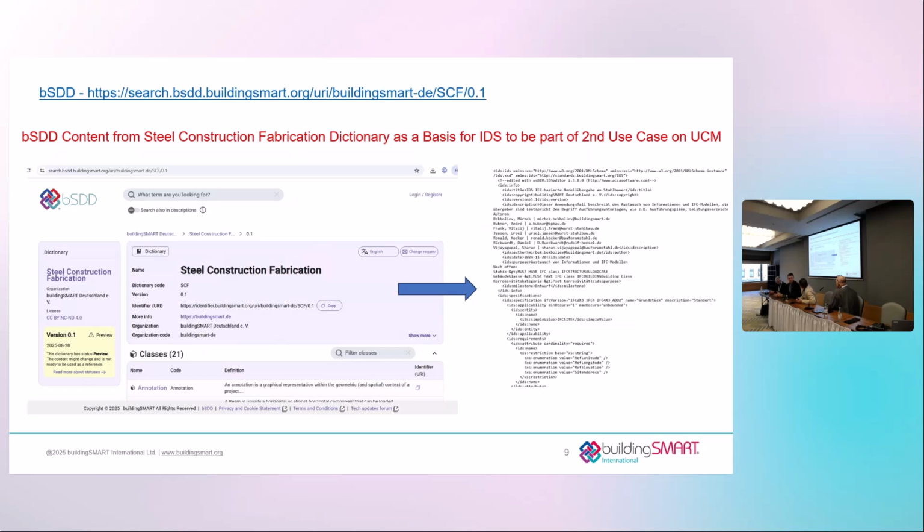The second use case that we were working on will cover IDS, but as a first step, we had to cover bSDD for that, because you need to have a specific classification, a specific mapping with the current IFC schema, and of course missing property sets and properties. With the help of the DSTV working group, jointly with the buildingSMART working group Steel Construction Fabrication, we worked on a dictionary. That dictionary is now published, as you can see.